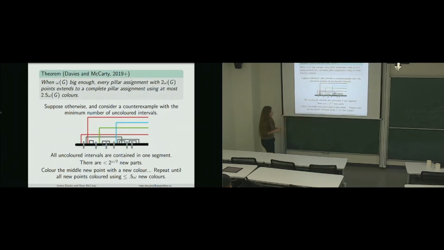Now, I just want to draw a picture again in a little bit more detail. So zoom in to this left side, the new part. We're taking the middle thing, coloring it with a new color, doing it again on the sides, and then doing it again, and so on. So we've used at most 0.5 omega new colors.